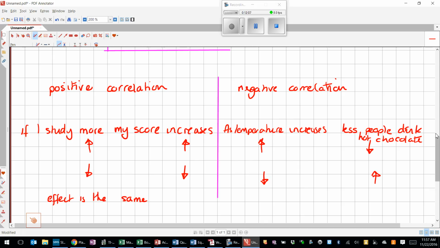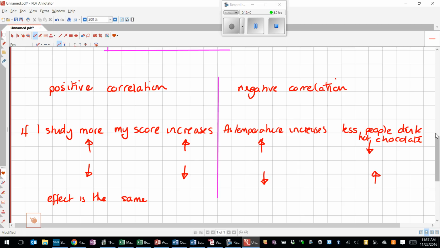Okay. So we've got the difference between a positive correlation and a negative. A positive correlation is when one going up makes the other one go up, or one goes down and the other one goes down. A negative correlation is where one increases, the other one decreases. So for instance, I could say if I study more, my score increases. But if I said I study more, what I get wrong decreases. I could do it in that way.